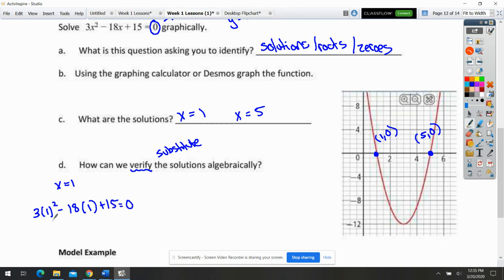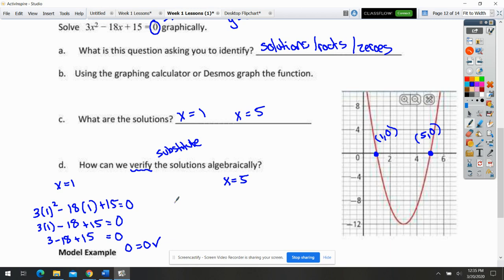First you evaluate the exponents. So 1 squared is 1, minus 18 times 1 is 18, plus 15 equals 0. And this becomes 3 minus 18 plus 15 equals 0, which gives us 0 equals 0. So it works out. Now let's try x equals 5.